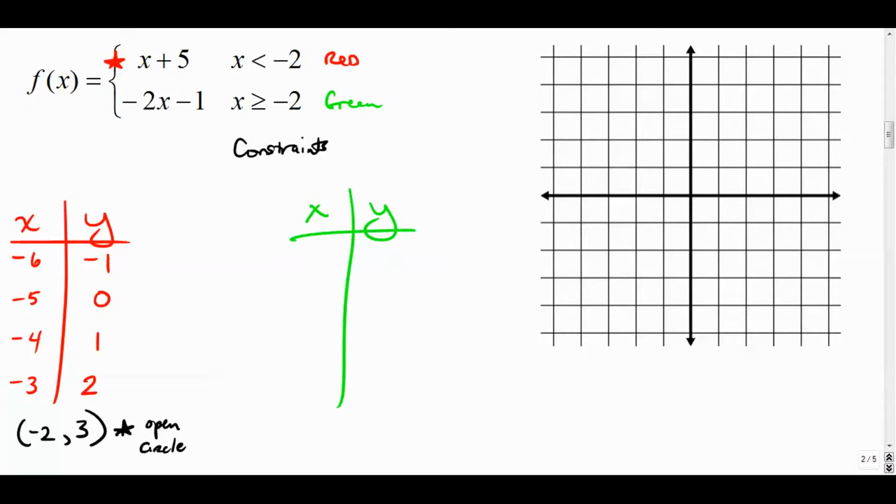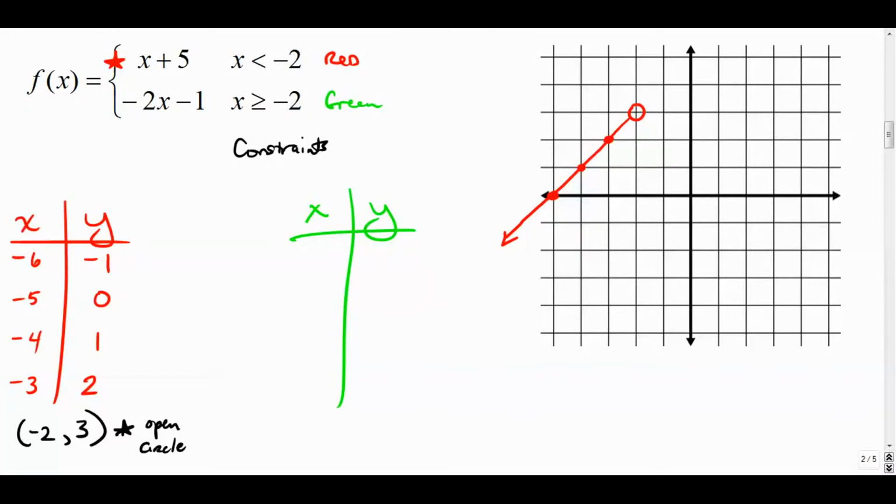So before we go to the green, let's plot those red points over here. -6, -1, 1, 2, 3, 4, 5, 6 -1s over here. -5, comma 0, 1, 2, 3, 4, 5. -4, -1, excuse me, +1. And -3, +2. Now this open circle at -2, comma 3, I'm going to put right there. Put a nice open circle because the graph is not actually defined there. I know that this is linear, so I'm just going to connect these dots, and I am good to go.